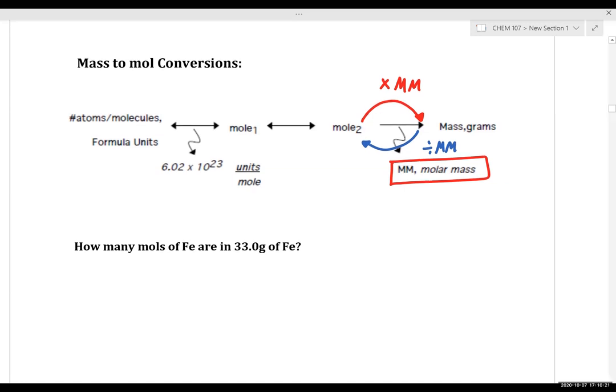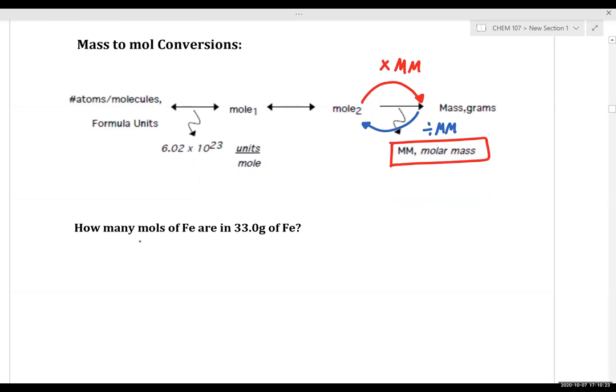So let's look at an example. We're asked how many moles of iron are in 33.0 grams of iron. So first I need to go to the periodic table and look up iron. Would someone like to tell me what is the molar mass of iron?